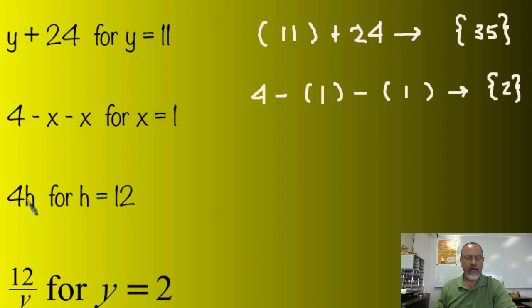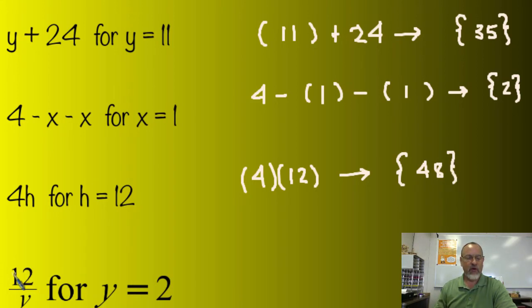Here we have 4h, so we're going to rewrite the expression. There's no operation symbol in between those, so that means it's multiplication, so we're going to use parentheses. And you can put a parentheses around the 4 if you want, but it's unnecessary, but we will go ahead and do that. And now we have rewritten the expression with parentheses, and now we want to substitute in 12 for each parentheses of h. Now that we have this, we can simplify this. 4 times 12 is 48.